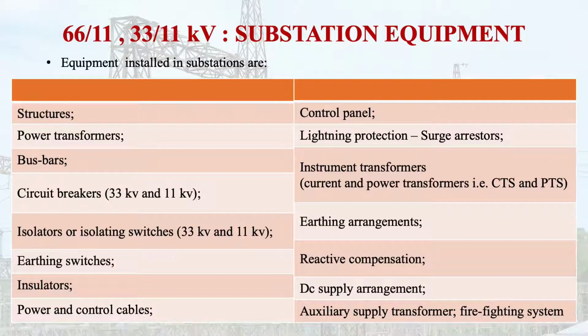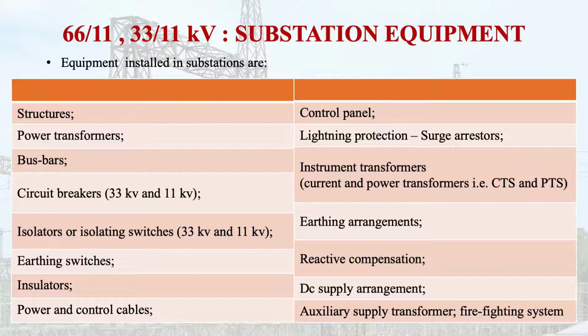There is a lot of equipment installed in the substation, like structures, power transformers, bus bars, you all know about these, and circuit breakers, 33 kV or 11 kV, or it can be 66 kV or 11 kV. Then isolators, also known as isolating switches, earthing switches, insulators, power and control cables.